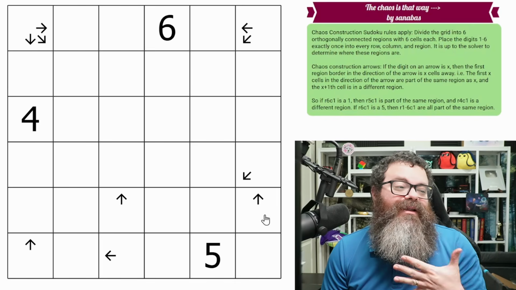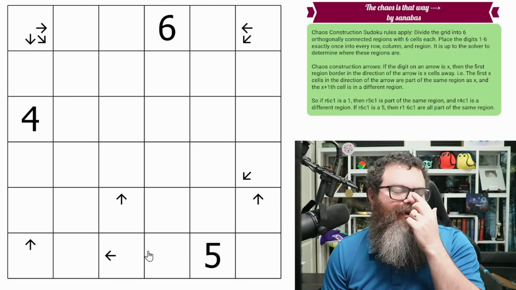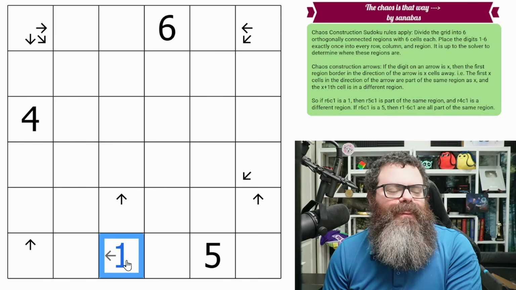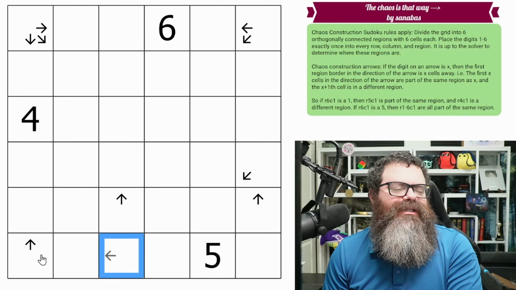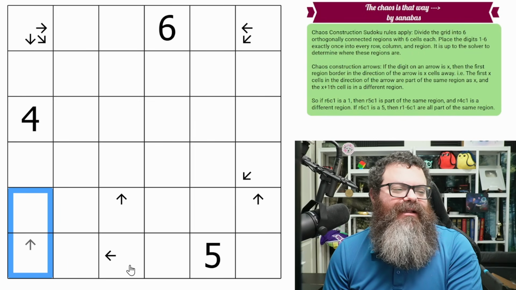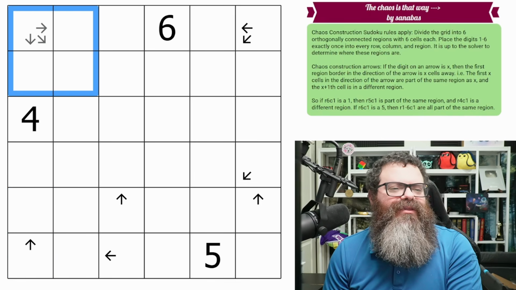Okay, so one of the things I want to think about is what digits are actually possible on an arrow. So first of all, we can't put a 0 on an arrow. So the most obvious deduction is we're at least 1 in every arrow, which means every arrow is in the same region as at least the one it's pointing at, the one directly sharing an edge with it in the direction it's pointing. So why don't we start here? This is in the same region as all 3 of these.